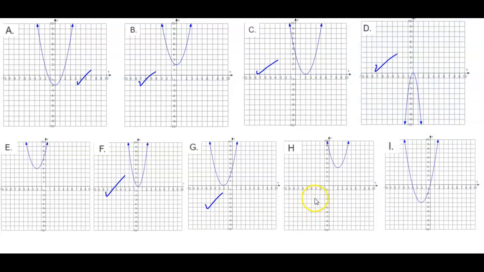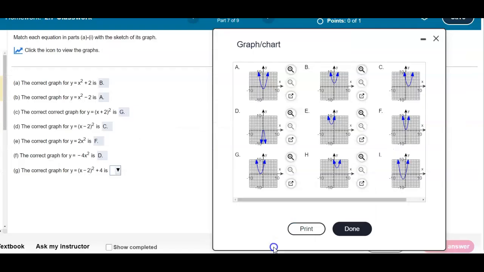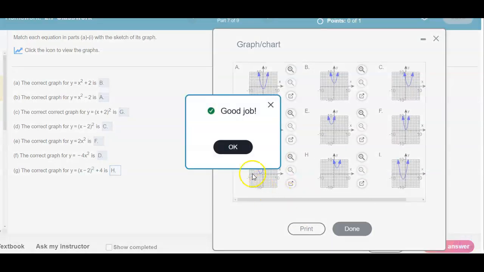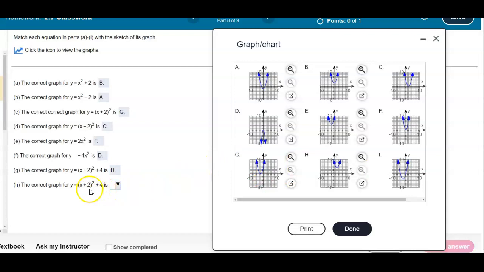So which one of these is shifting to the right first 2 units and then up? Well, it looks like it's going to be H. So let's go ahead and put in H. Check our answer, and there is our result. The next one is (x plus 2) squared plus 4.